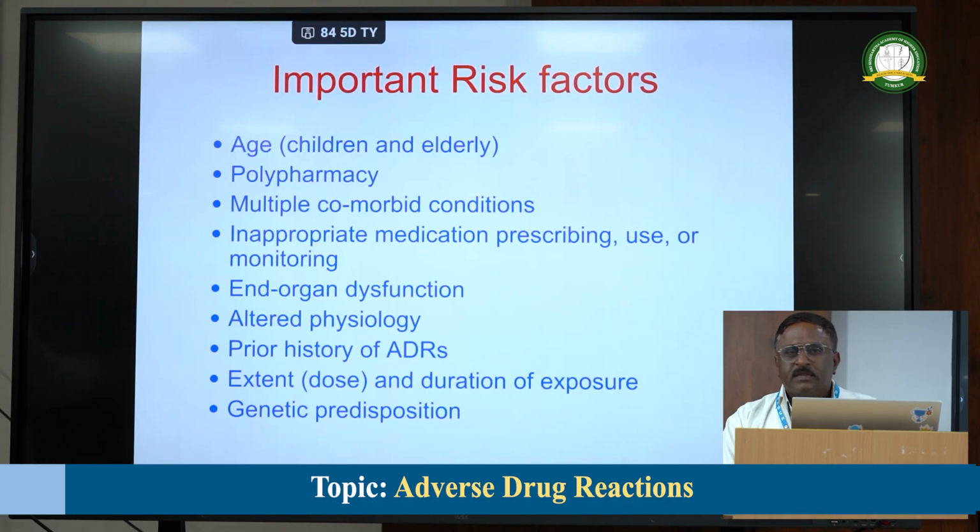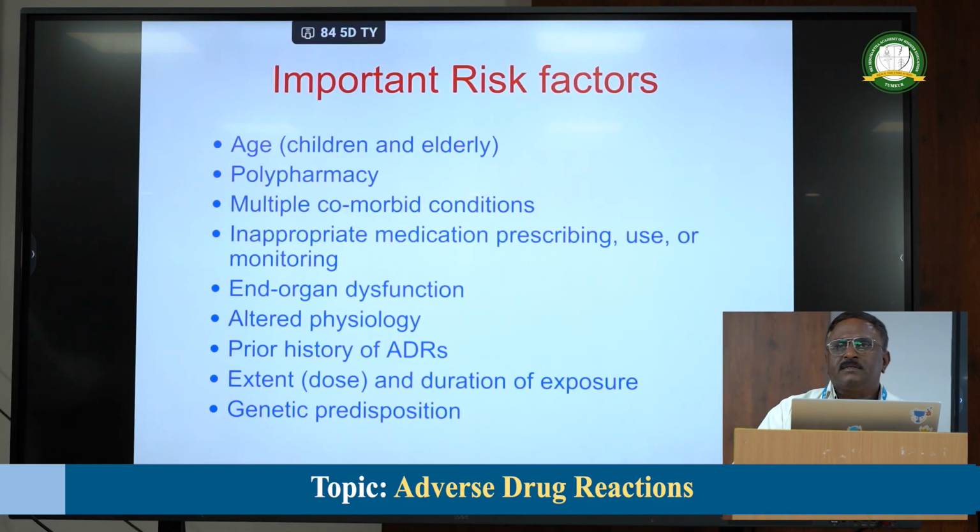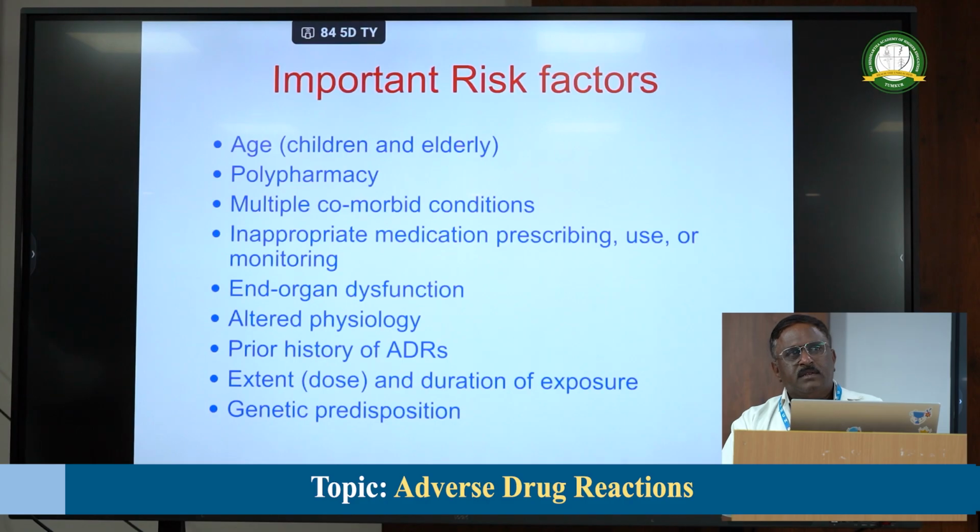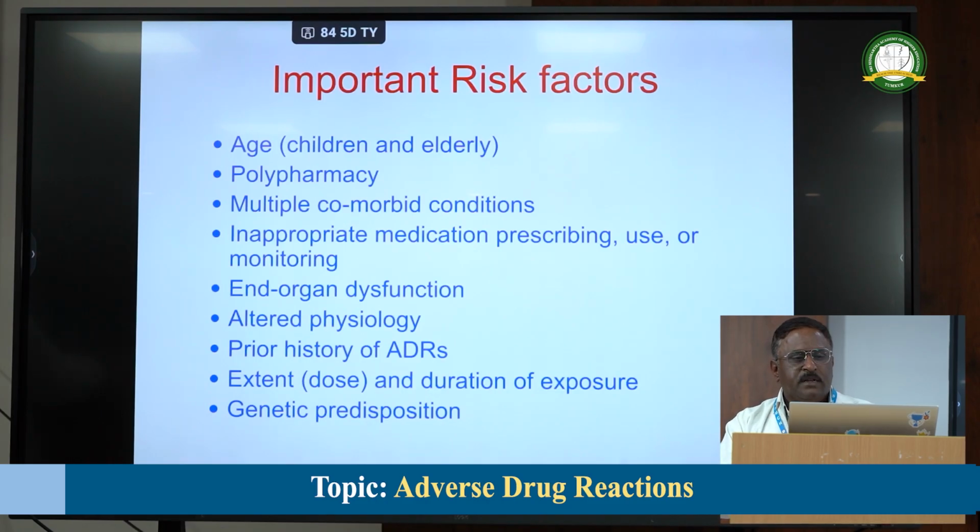Altered physiology in a particular patient matters, and if a proper history about allergic reactions is not taken, that can also contribute to a lot of problems. Then there is the extent and duration of use of the drug. There is a particular duration for each drug. If I want to use an antibiotic, it is 5 to 7 days, like that. There is a fixed duration for each drug. You should not overuse or underuse the drug. It also depends from person to person. There is a 20-fold variation in response to a drug between individuals, so it is also related to genetic predisposition.